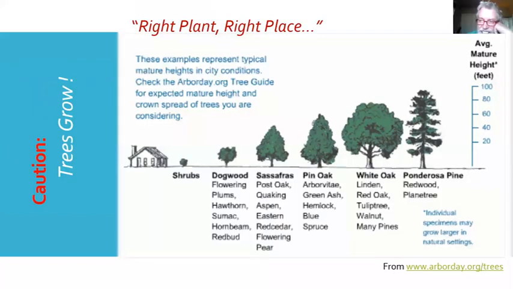To that point, though, there's a reminder, by the way, that you can see on arborday.org. There's all kinds of references here just to remember that plants grow. And of course, my wife is always reminding me to remember what that plant's going to grow like when it's an adult. I tend to ignore her.